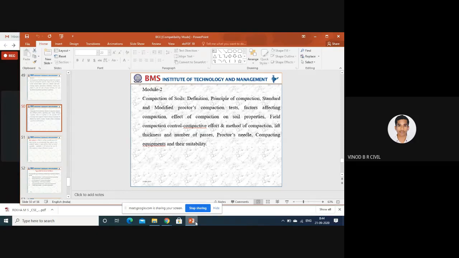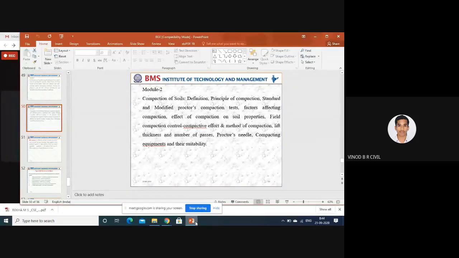There are two types of compaction, light compaction and heavy compaction. In other terms, they call it standard compaction for light compaction, and heavy compaction for the modified Proctor compaction test. In the examination, they will ask what is the difference between light compaction and heavy compaction, and sometimes they will ask standard compaction versus modified Proctor compaction. Standard compaction test means light compaction. Modified compaction test means heavy compaction.